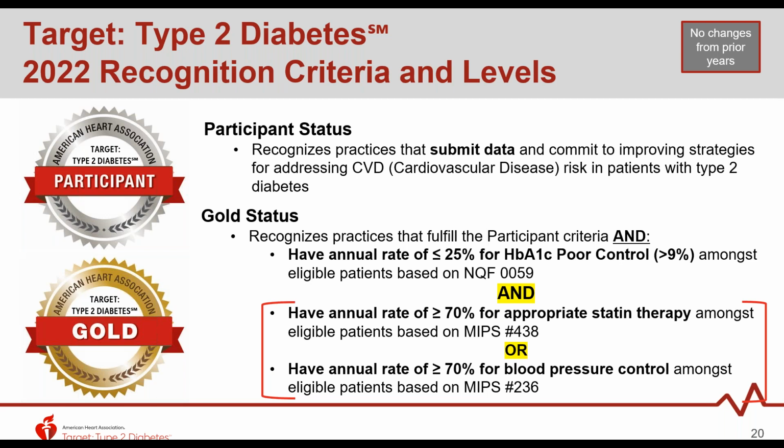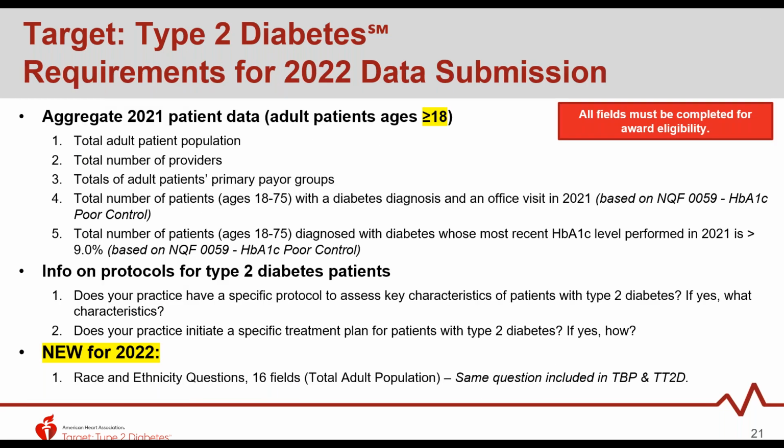Now let's look a little closer at the Target Type 2 Diabetes requirements. The first three fields for aggregate patient data for adult patients ages 18 years and older are the same as for Check Change Control cholesterol. Additionally, we'll ask for the total number of patients with a diabetes diagnosis and an office visit in 2021. We'll also ask for the total number of patients diagnosed with diabetes whose most recent HbA1c level performed in 2021 is less than 9%. We'll ask for information on your protocols for type 2 diabetes patients as well.